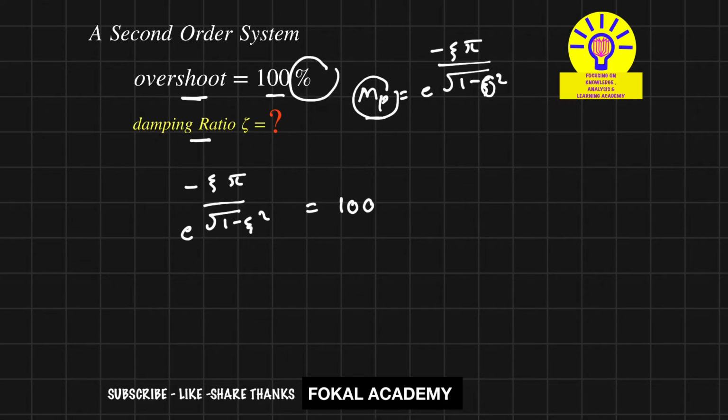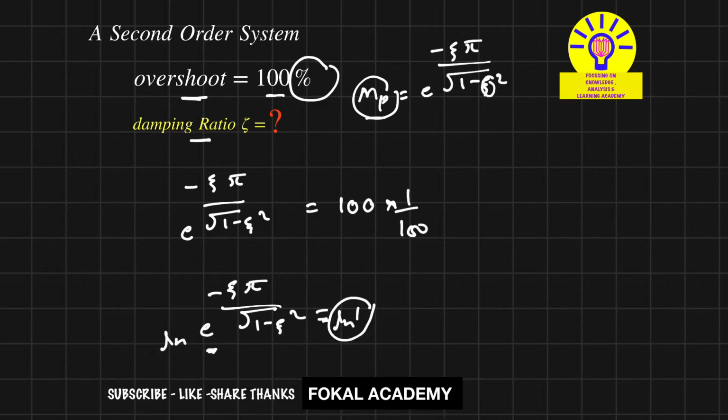So percent can be written as 1 by 100, so that's equal to 1. So e power of minus zeta pi divided by root of 1 minus zeta square equals 1. Here an exponential is there, so for simplification, apply the logarithms, that is ln of 1. So ln of 1 is what? 0. So ln of e power of minus zeta pi divided by root of 1 minus zeta square equals 0.